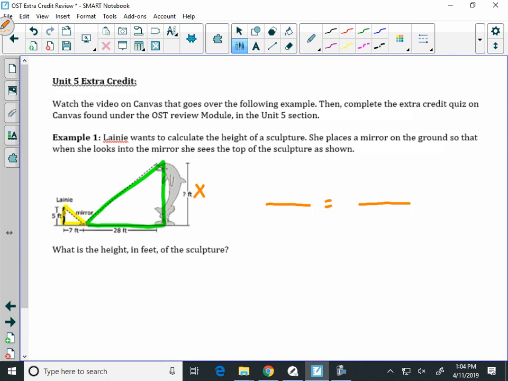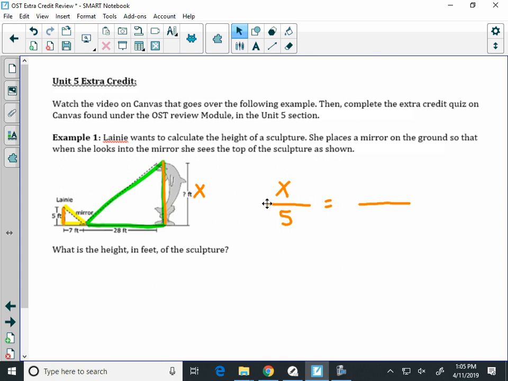So that's indicating to me that they are similar. And I'm trying to find the height of the sculpture. So I'm going to label it X and put it into the top of my first fraction. The side that corresponds to the sculpture in the other little triangle, the yellow triangle, is 5, because they're both the up and down part. So I'm going to say X over 5.